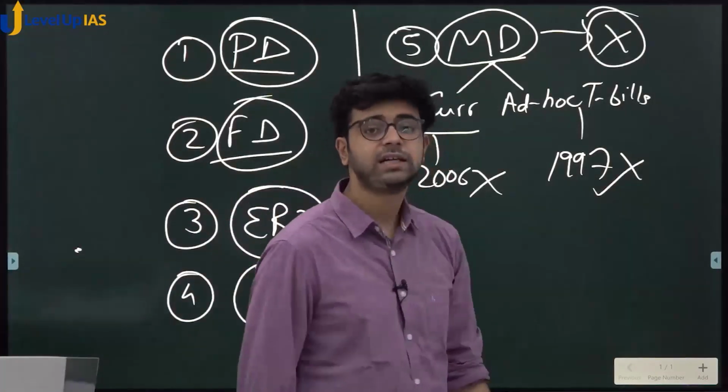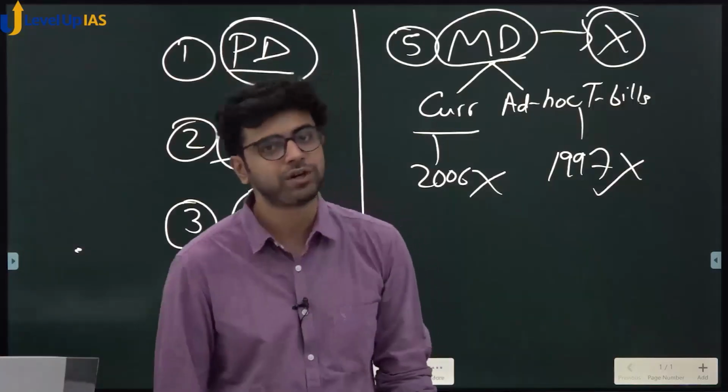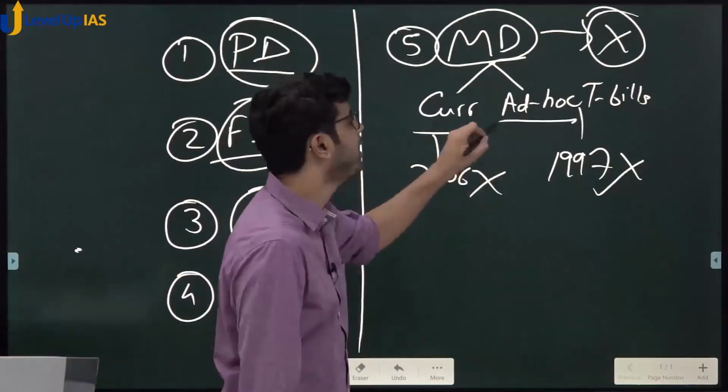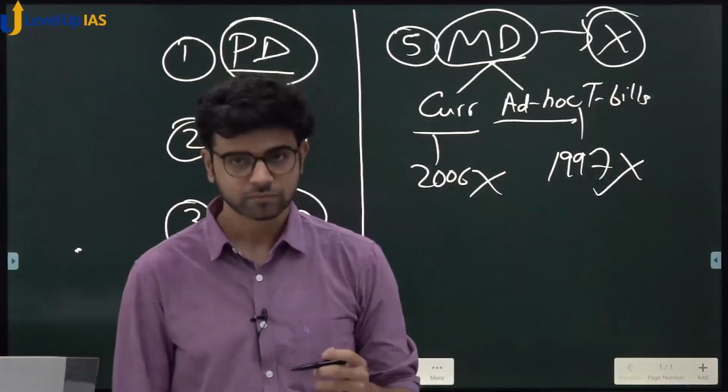But when government runs a deficit, government can borrow from RBI, government can issue treasury bills to RBI, RBI buys treasury bills. The only difference is they are not ad hoc in nature now. RBI can say no, we will not buy.